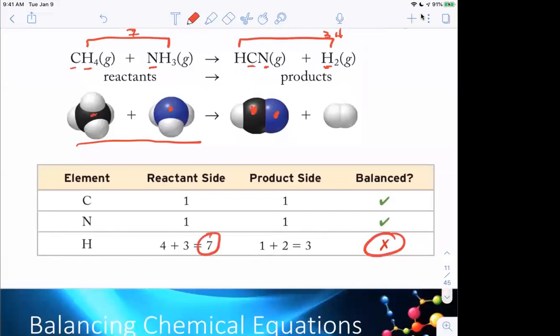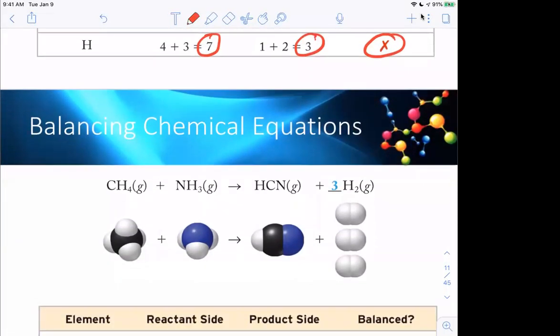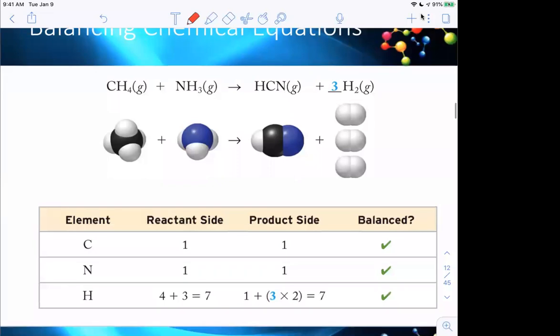I have 7 hydrogens on the reactant side and 3 hydrogens on the product side. So how can I change my coefficients? Remember, I can't change subscripts. I can't change my 4 or my 3 or my 2, these subscripts. I can only change the number of those particular molecules. So let's think about that.